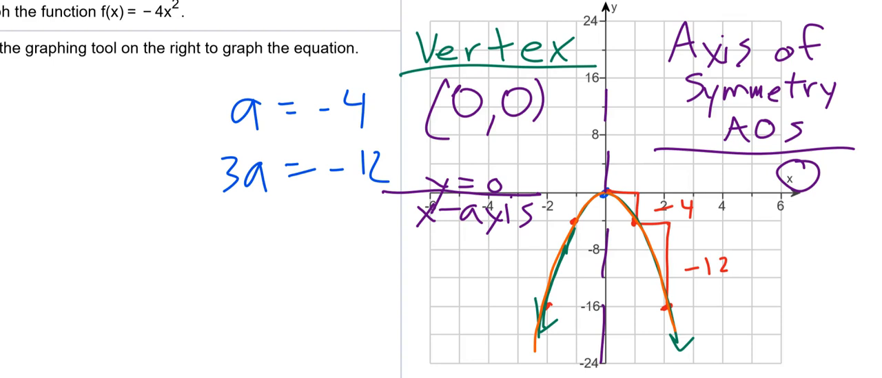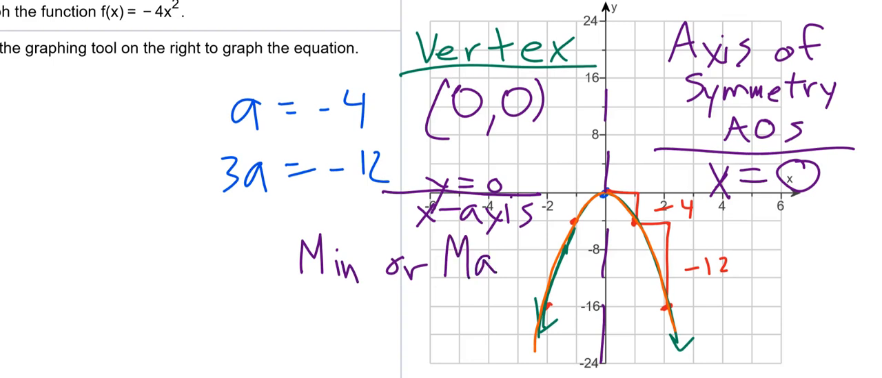Okay, so how do I actually write the axis of symmetry equation? x equals 0. That's exactly right. Now, I'm going to ask you another question. I've got 2 more questions for each one of these. Do you think we are dealing with a minimum or a maximum?